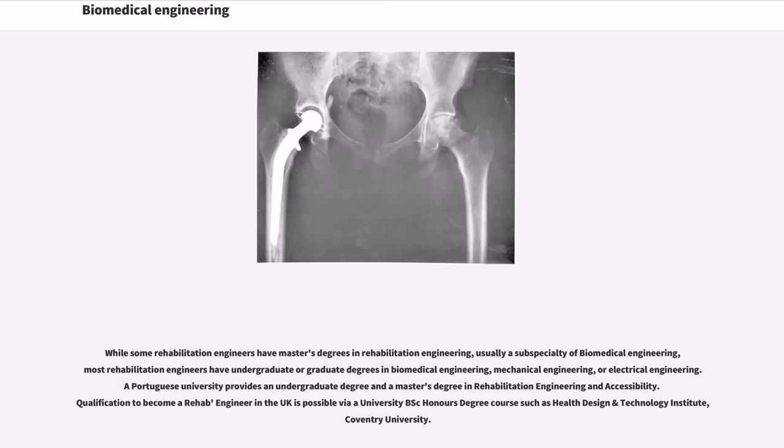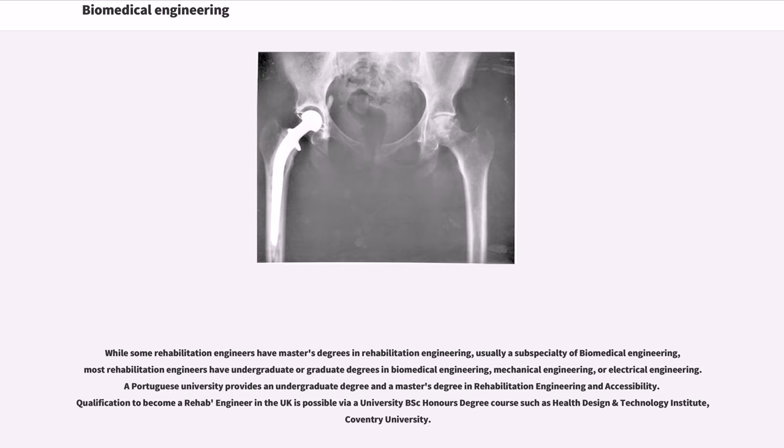While some rehabilitation engineers have master's degrees in rehabilitation engineering, usually a subspecialty of biomedical engineering, most rehabilitation engineers have undergraduate or graduate degrees in biomedical engineering, mechanical engineering, or electrical engineering.